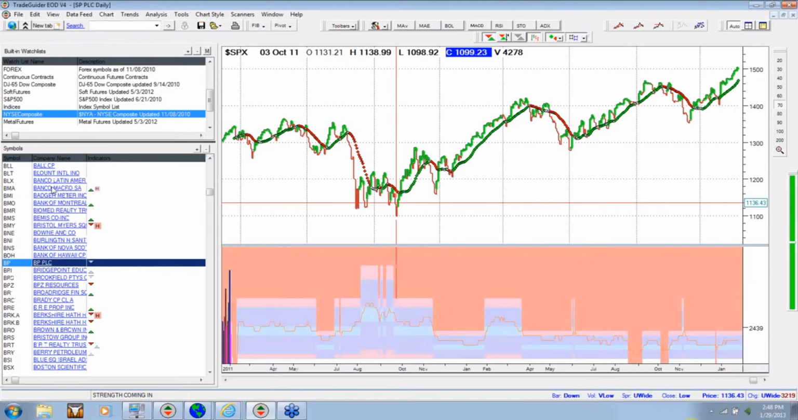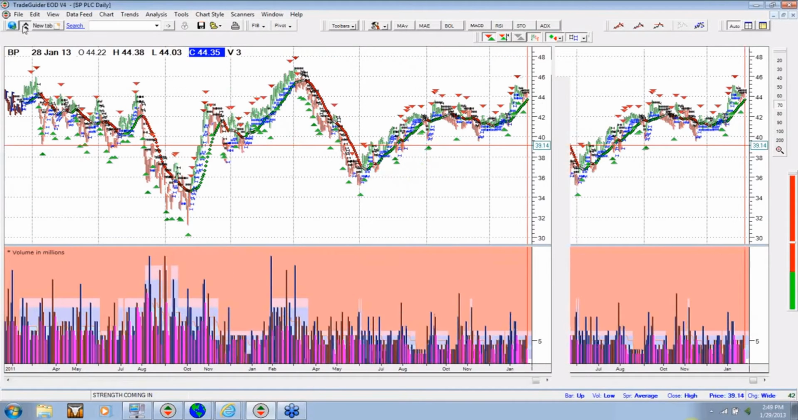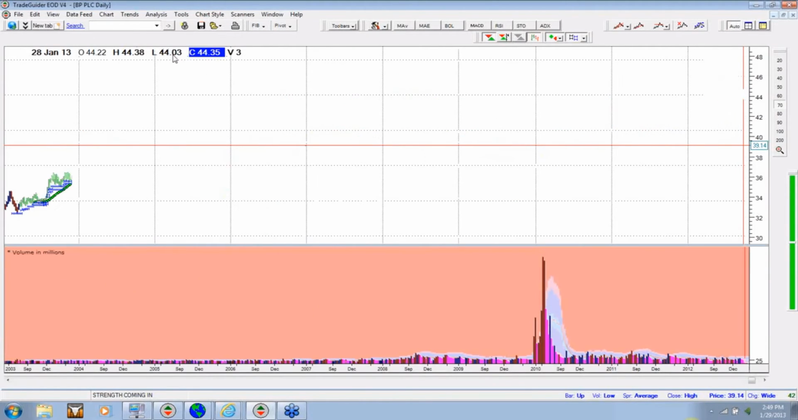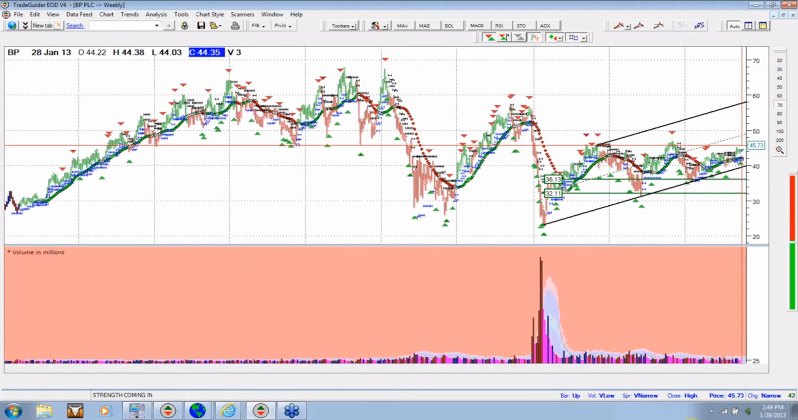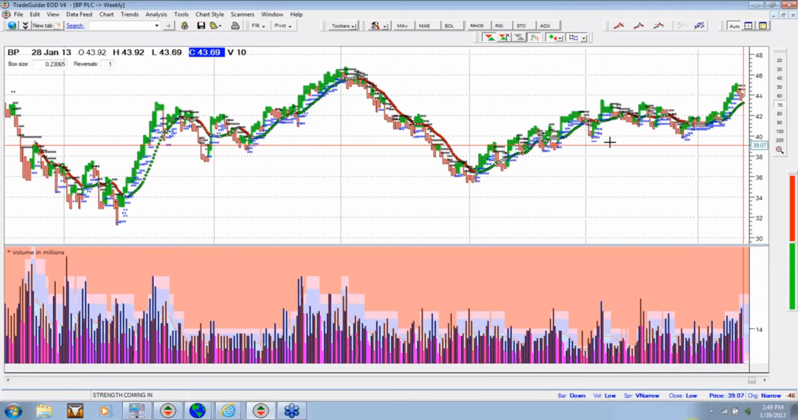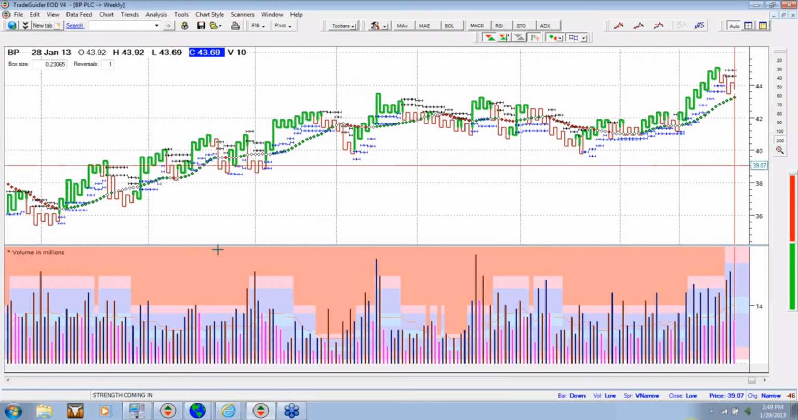So I'm going to show you a chart of British Petroleum, in a Kagi chart, which I haven't shown before, so it's the first time I've actually shown it. We're going to put up a weekly, and we're going to put up the Kagi. Now, what we know is that this particular stock has been massively accumulated by the smart money. How do we know that? Well, when we go to the monthly chart, you'll see it clearly.